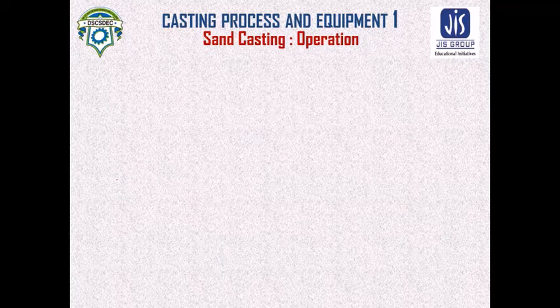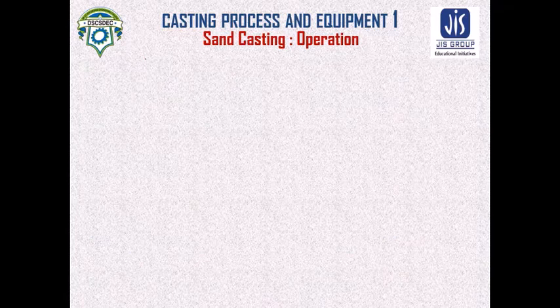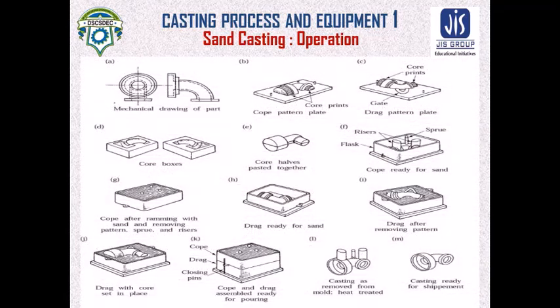Next, sand casting. How does the operation work in sand casting? For sand casting, first we need to have a design. First we need to mechanically draw the part. According to this design, first the cope pattern is made. Cope means the upper part, so the upper part of the molding box, the upper part pattern, is made.